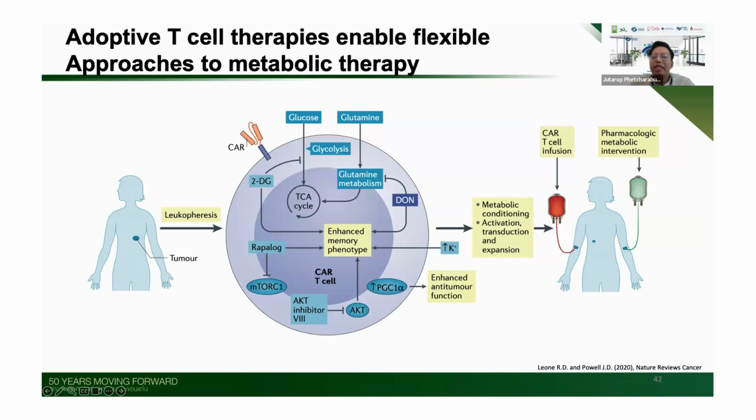And some recent studies actually demonstrated that the forced expression of the peroxisome proliferator activated receptor gamma co-activator 1 alpha, or PGC1 alpha, which promotes mitochondrial biogenesis in adoptively transferred CD8 plus T cells, resulted in superior intratumoral metabolic and effector function as well.